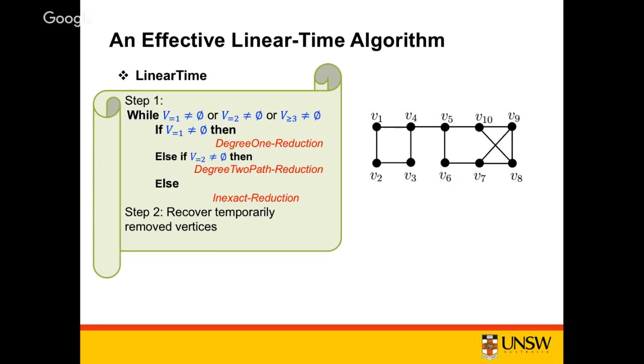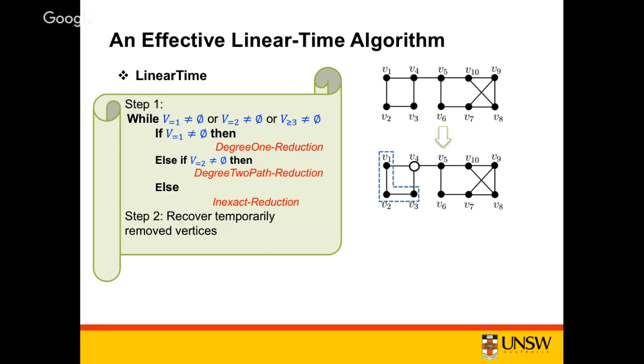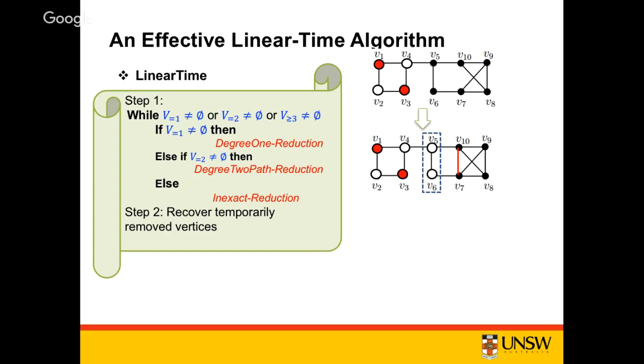So here is a running example of this algorithm. So first we obtain this degree 2 path, which is V1, V2, V3. So we remove V4 from the graph. Now we obtain the degree 2 path, which is V5 and V6. So we will temporarily remove these two vertices from the graph. We also need to add an edge between V7 and V10.